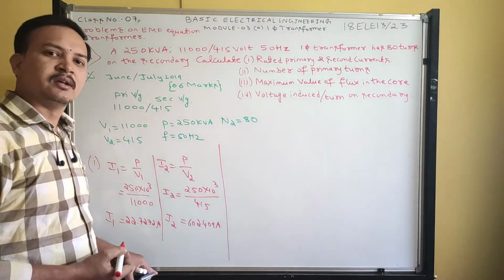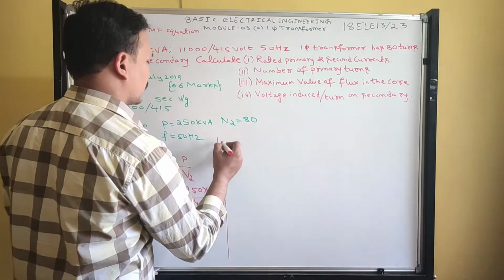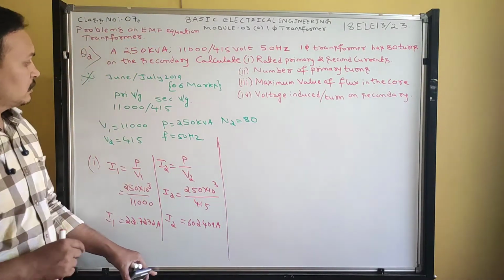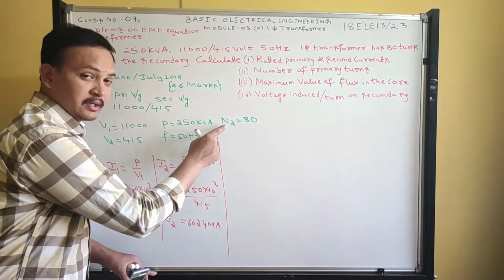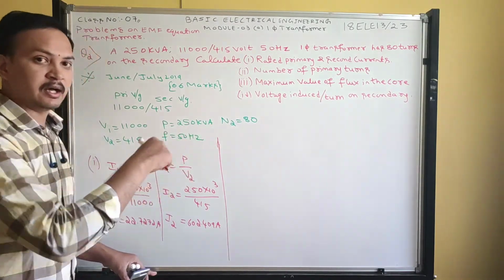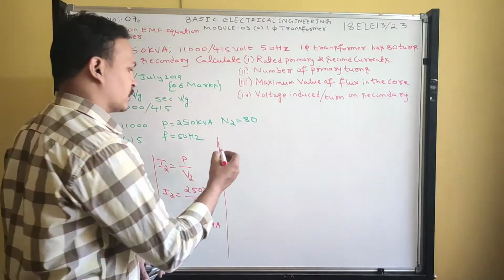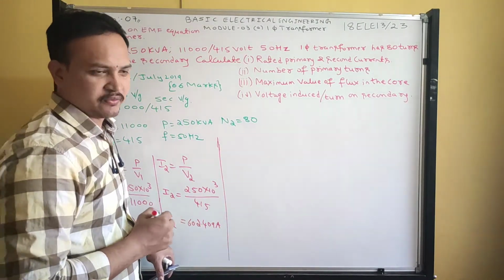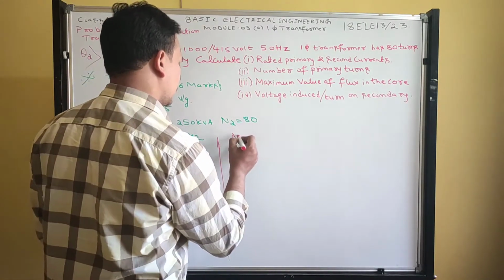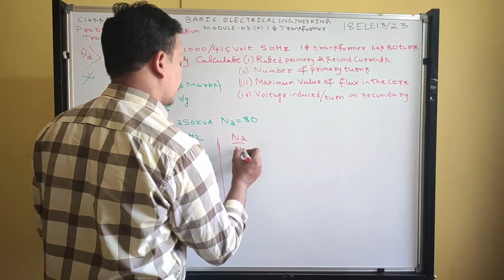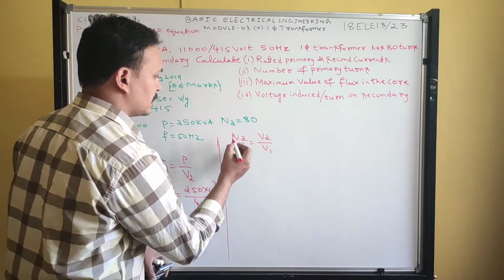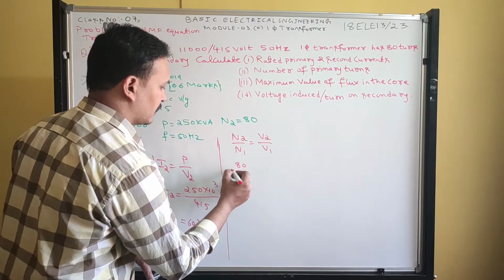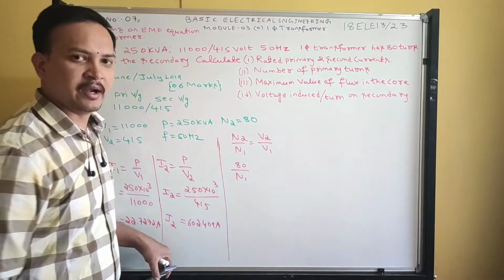Number of primary turns. You can use the formula. They have given primary voltage and secondary voltage. Primary turns not given, secondary turns given. So we can use the turns ratio formula, that is N2 by N1 is equal to V2 by V1. N2 is given in the question as 80. N1 I need to find out.